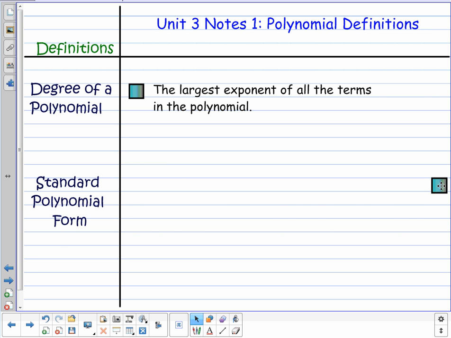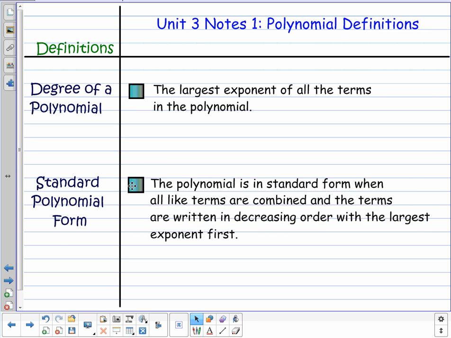And standard polynomial form, a polynomial is written in standard form when all the like terms are combined and terms are written in descending order with the largest exponent first. So we start with the biggest exponent and move down from there. So if we had like an x to the third, it would go x to the third, then x to the second, then x to the first, then constant. So start with the largest exponent and move down from there. Again, don't be afraid to pause the video if you need some time to write down your definitions.